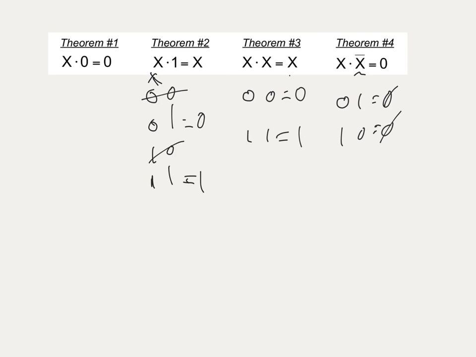Now let's look at the second set of theorems. These were the first four AND gate theorems. Now we're going to look at OR gate theorems.